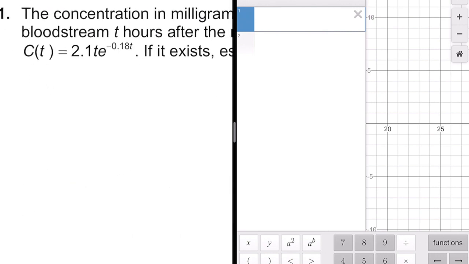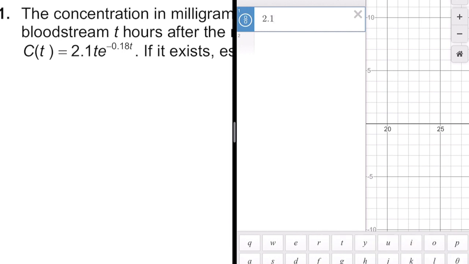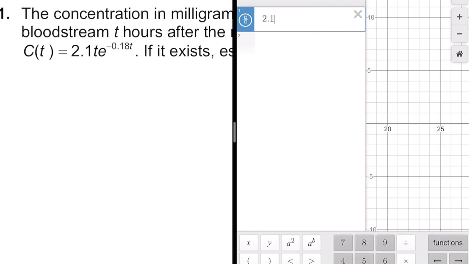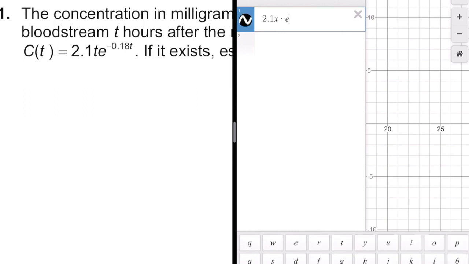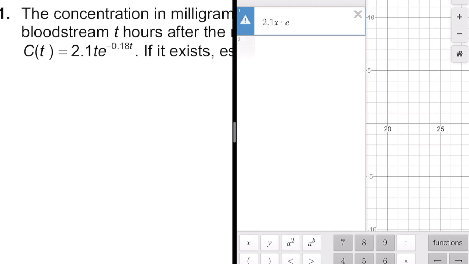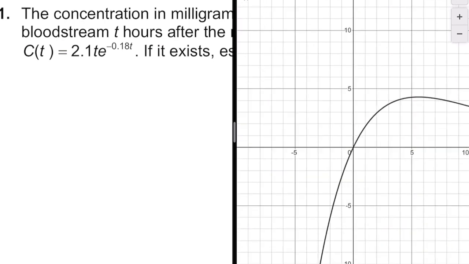We want to be careful that we type all of this in correctly. This is 2.1 times, and we're going to use x in place of t. You could probably use t on Desmos; I actually haven't tried that before. You could grab the t under ABC, but whenever we're talking about the variable that goes into a function, x stands for that. So 2.1x times, and then remember that we need to do e under the alphabet, raised to the negative 0.18x.